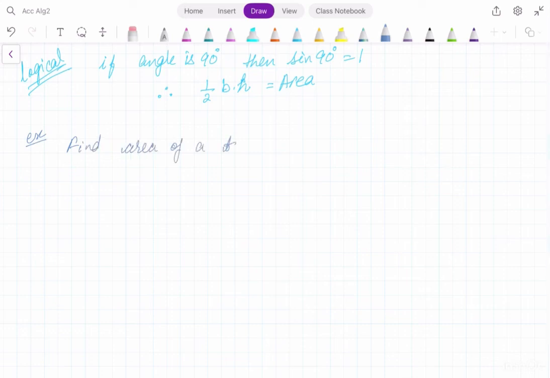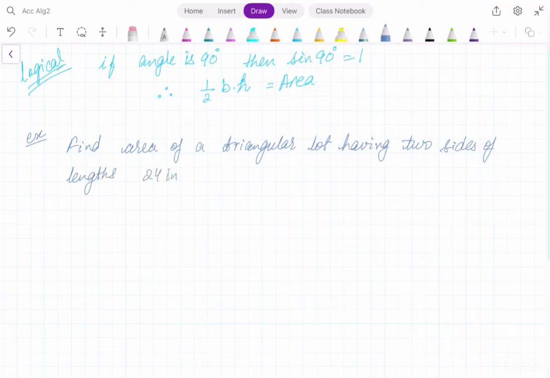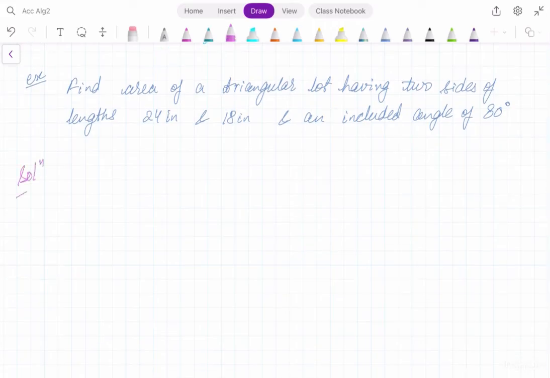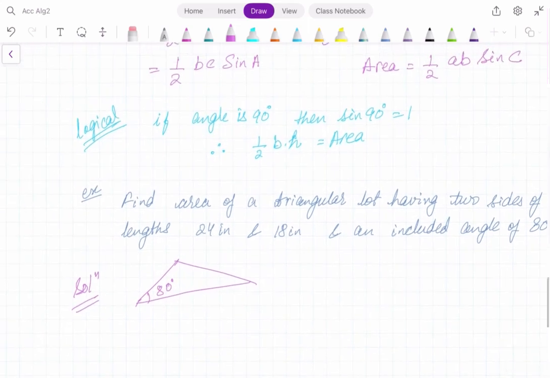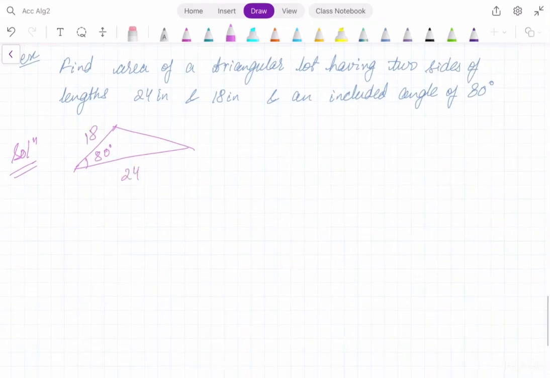Let's take one example for finding the area. Find the area of a triangular lot having two sides of lengths 24 inches and 18 inches and an included angle of 80 degrees. Now, how to solve it? Let's create a rough triangle. So we have 80 degrees, 24 and 18.